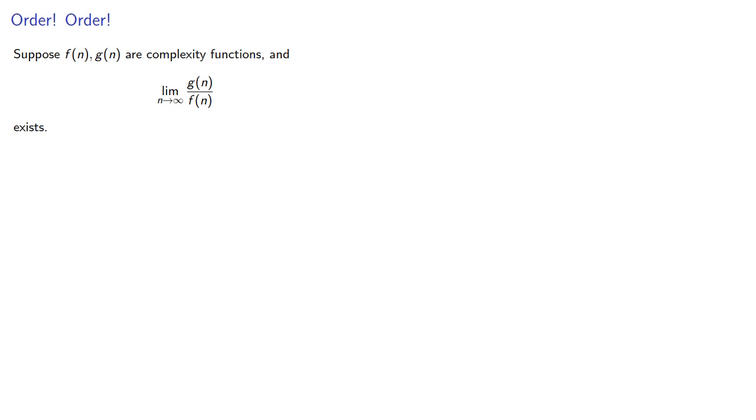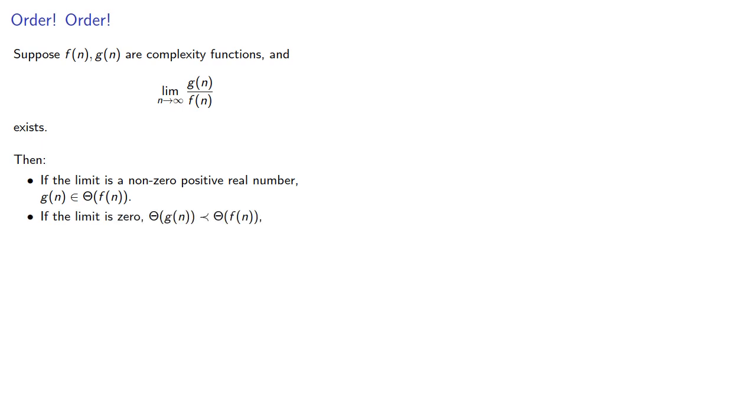Suppose f of n and g of n are complexity functions, and the limit as n goes to infinity of the quotient exists. Then, if the limit is a non-zero positive real number, g of n is order f of n. If the limit is 0, the order of g of n is less than the order of f of n. If the limit is infinity, then the reverse is true.